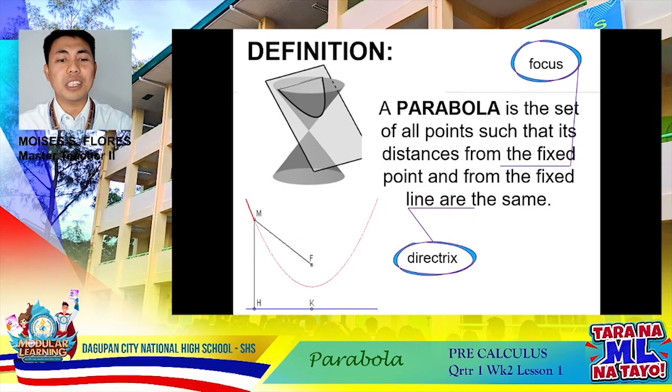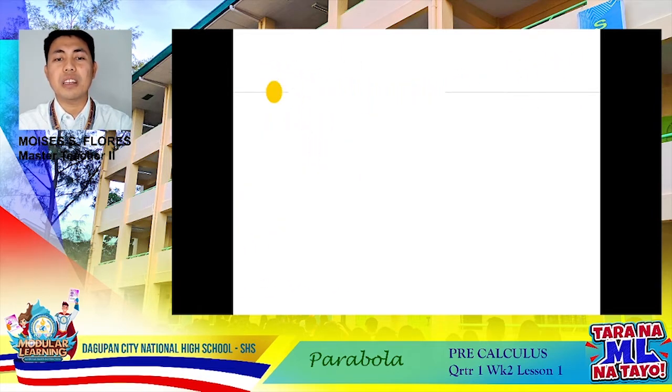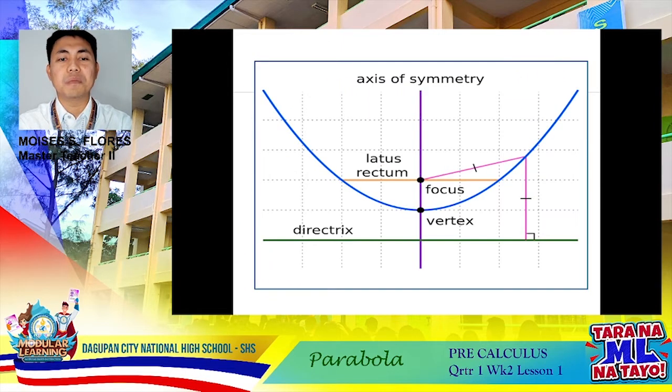Take a look now at the diagram. You notice there, F represents the focus and K represents the directrix. So they are said to be constant or the same. Okay? Now, let's take a look at this diagram. Other terms will be discussed today.